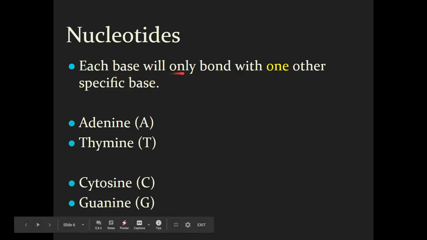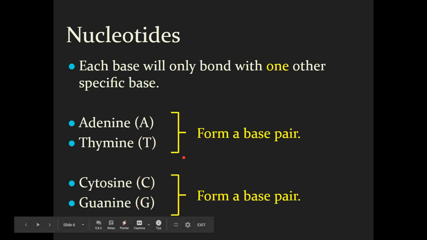Each base will only bond with one other specific base. Adenine can only bond with thymine. Cytosine can only bond with guanine. You'll notice that it doesn't matter what order they come in, as long as A is with T and C is with G. And they form what is called a base pair. When we're talking about a base pair, these are base pair matchups.